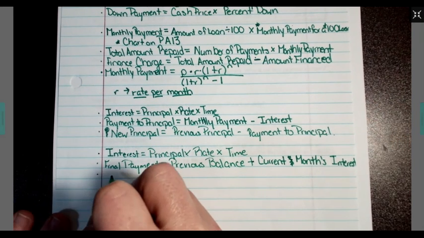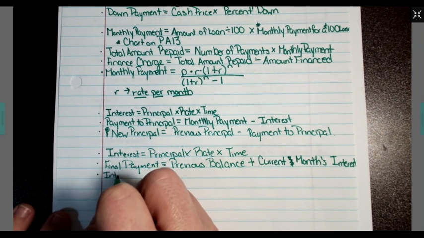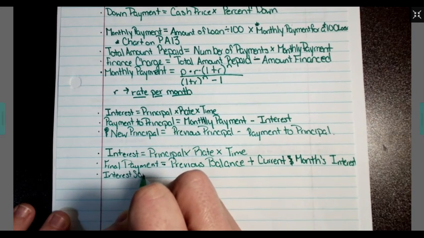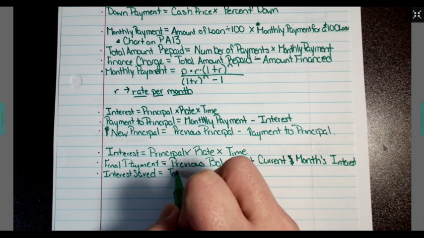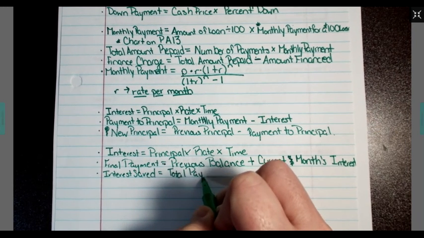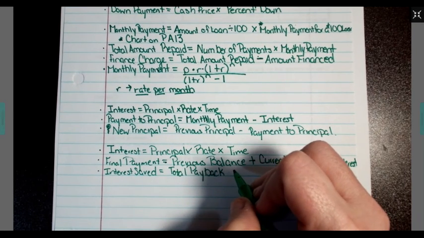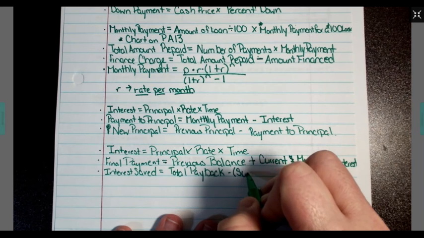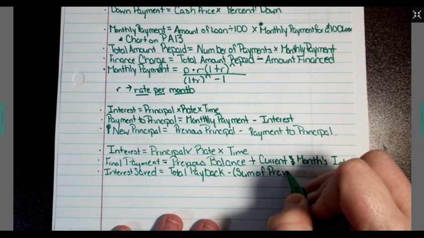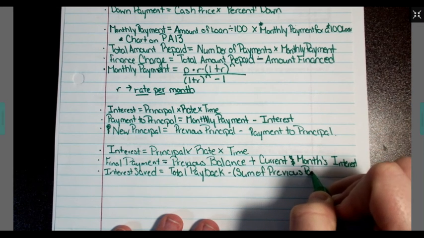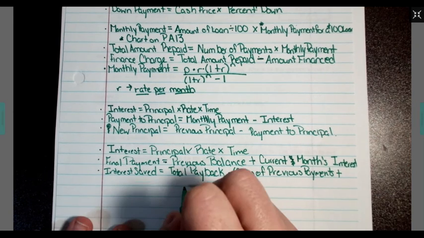And the last one for today's lesson, or 8.5, interest saved equals total payback minus the sum of previous payments plus final payment.